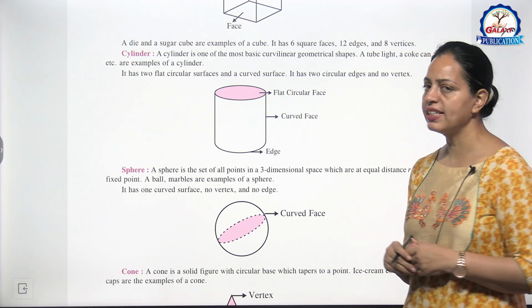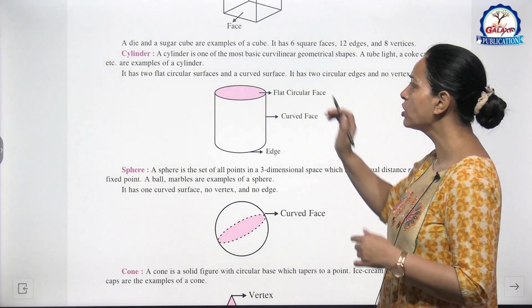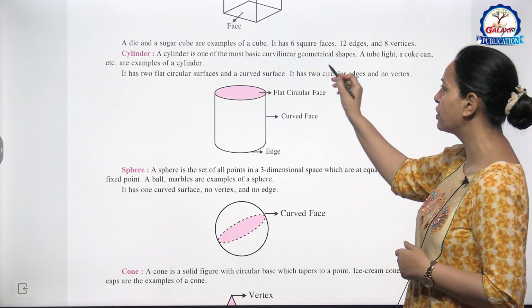The next is cylinder. A cylinder is one of the most basic curvilinear geometrical shapes.